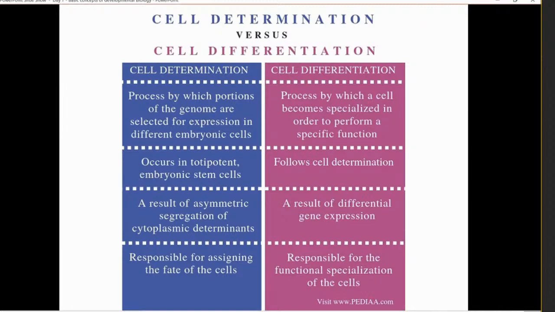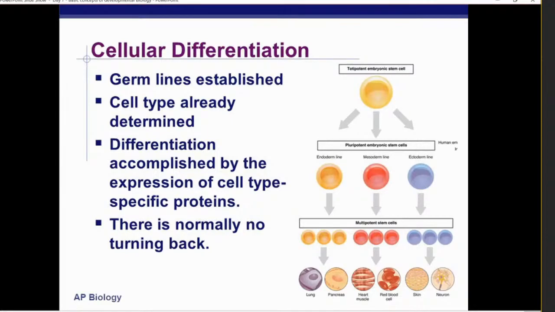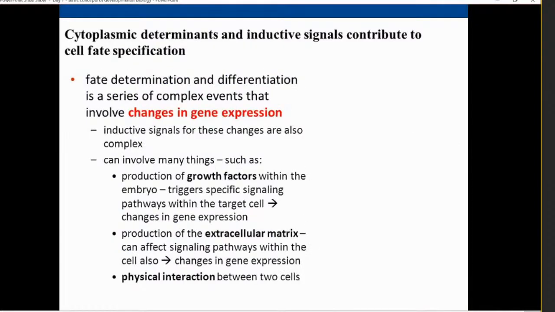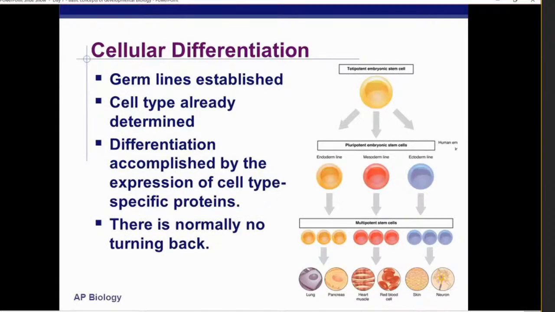After determination, the embryonic cell develops with specific characterization. After specification, it enters into differentiation. Cellular differentiation is explained with this image. First, the cell has the potency of a totipotent embryonic cell, which means it can develop into various organs. It produces endoderm, mesoderm, and ectoderm. These three types of cells are multipotent, and these multipotent tissues differentiate into various organs.